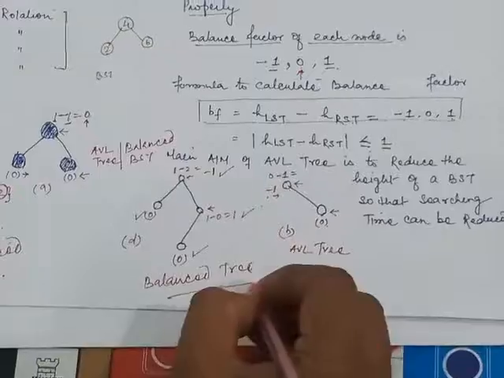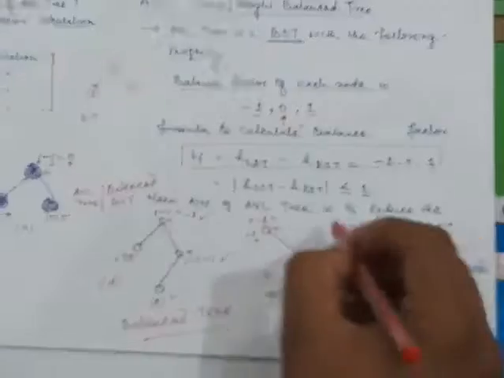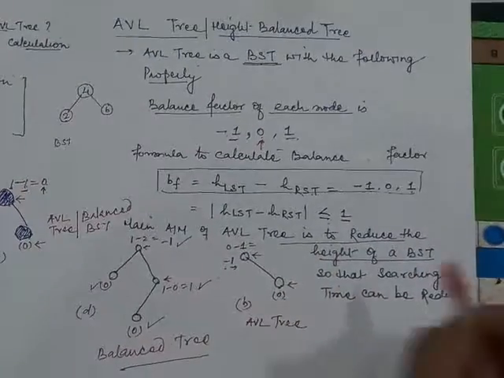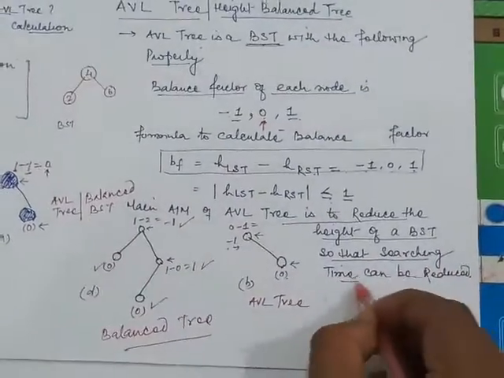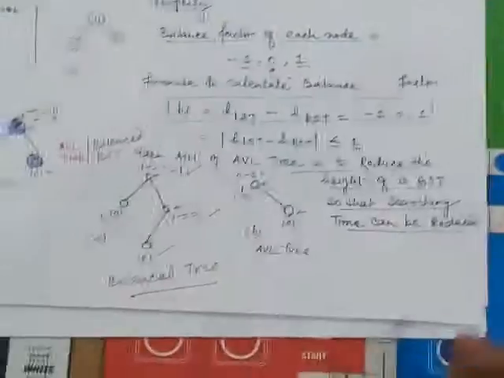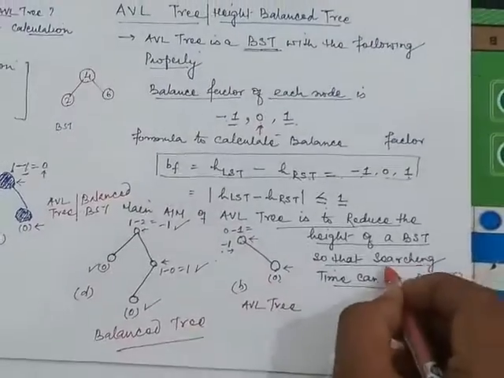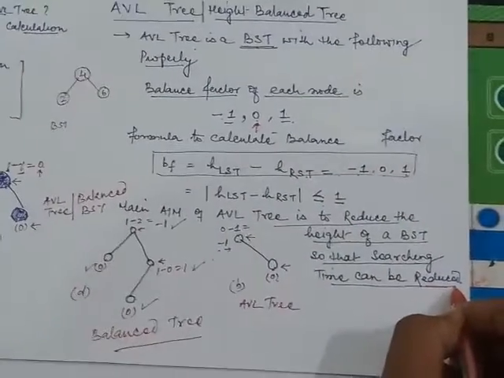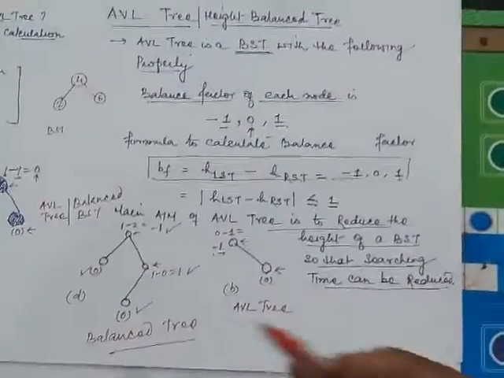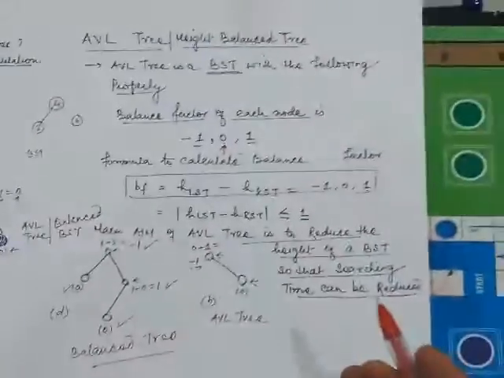So the main purpose of creating a AVL tree is that AVL tree reduces the height of a binary search tree so that the searching time can be reduced. This is the main objective: we should reduce the height of a binary search tree so that my search time also gets minimum. So in the next video we will see what is the difference if my balanced binary search tree is unbalanced and what type of problem arises over there.